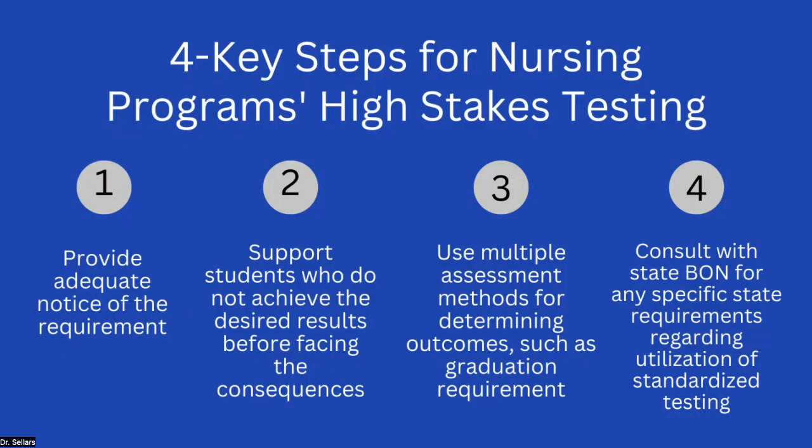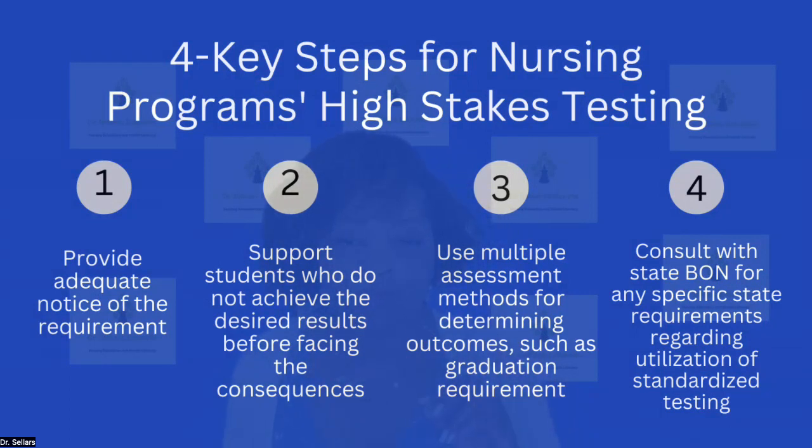Number 1 is to provide adequate notice of the requirement. We want to include the language in the syllabus. We also want to talk to students about it at the beginning of the semester, and make sure that we're answering our students' questions related to the actual exam and how they will be evaluated. Or it could be, like I said, something as simple as a skills checklist.